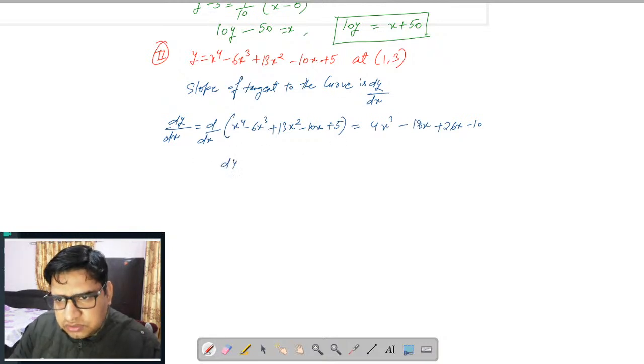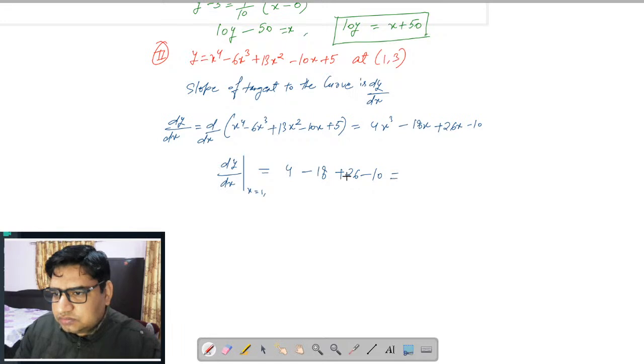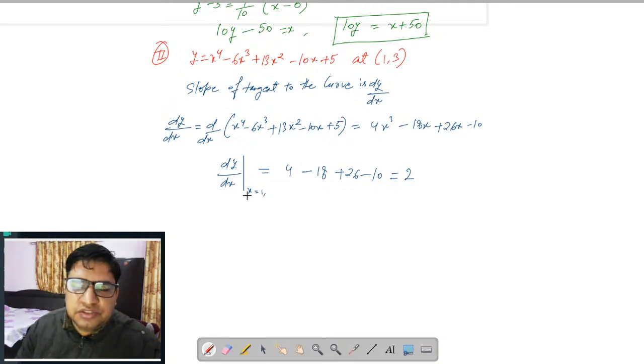So dy by dx at x is equal to 1 should be equal to 4 minus 18 plus 26 minus 10, and that should be 26 plus 4 is 30, 30 minus 28 is 2. So dy by dx at x is equal to 1, the slope of the tangent to the curve, is 2.